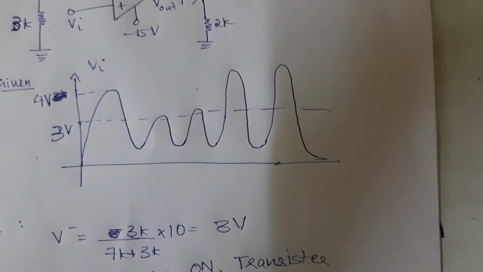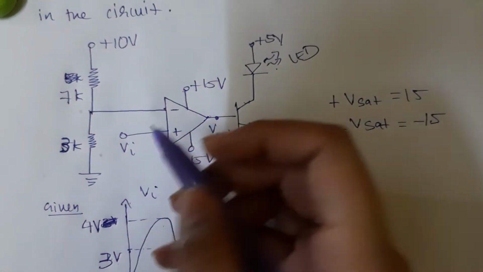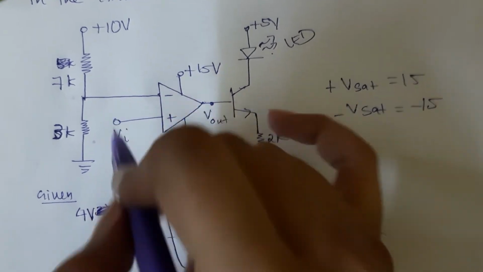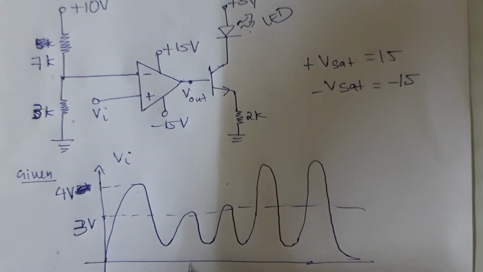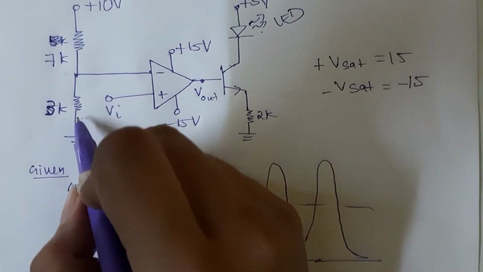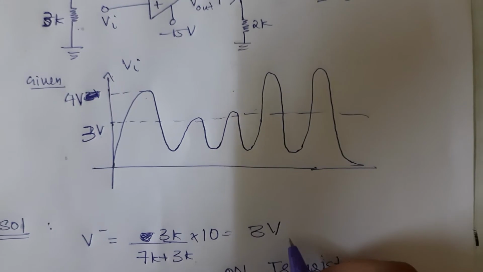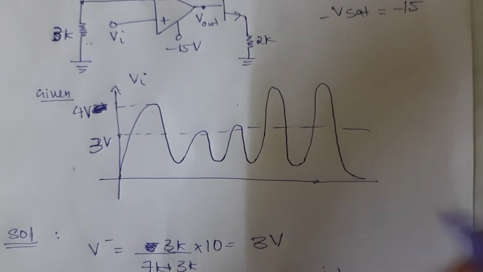Now let's see. From the circuit, we have to first calculate what is V minus. We know that voltage is always calculated with respect to the ground. So, my V minus will be 3K by (7K plus 3K) into 10. That will give me 3 volts.